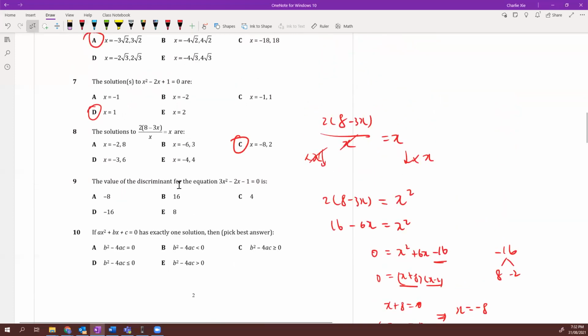Question 9, value of discriminant for the equation. Discriminant, the Greek letter for that is delta. Delta equals b squared minus 4ac. So b is negative 2, negative 2 squared minus 4 times a is 3, c is negative 1. This is your a, this is your b, this is your c. Okay. So that's 4 plus 12, 16.